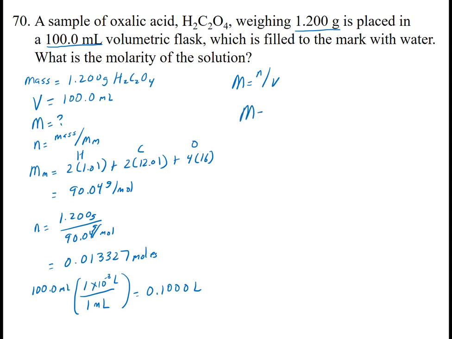So now molarity is 0.013327 divided by 0.1000. Both of those have 4 significant figures. And so my answer becomes 0.1333 molar. I can tell it needs 4 significant figures because both this and that have 4 significant figures. And whenever you're doing molar mass, I want you to do it to 2 decimal places. Okay? So always do your molar masses to 2 decimal places. All right? Now, the next problem.